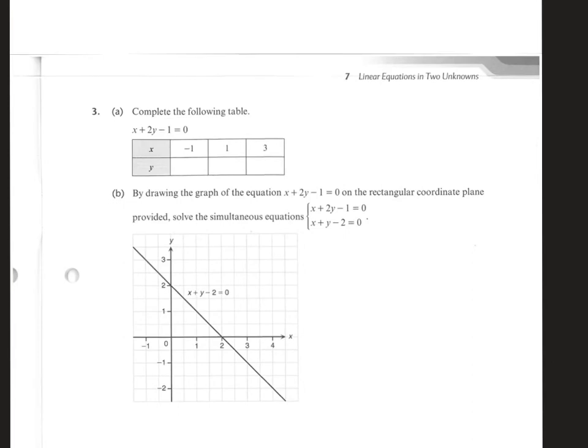Next, we come to number 3, which is a harder one. You see that the graph itself only shows you one line, x plus y equal to minus 2, given in the picture. The other one, x plus 2y minus 1 equal to 0, you have to draw by yourselves.